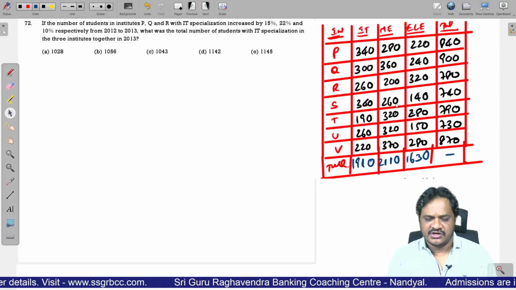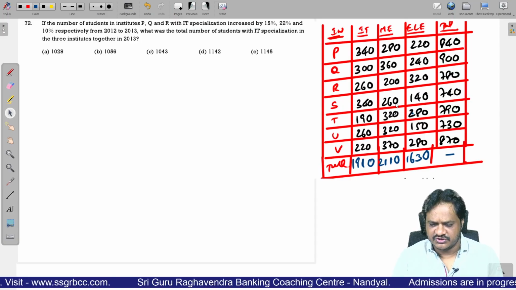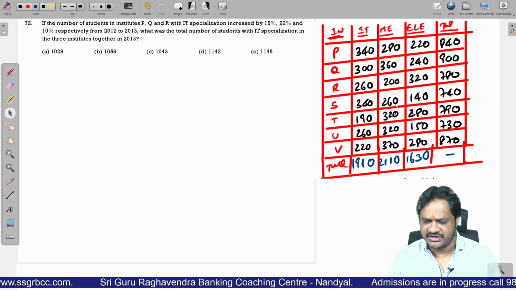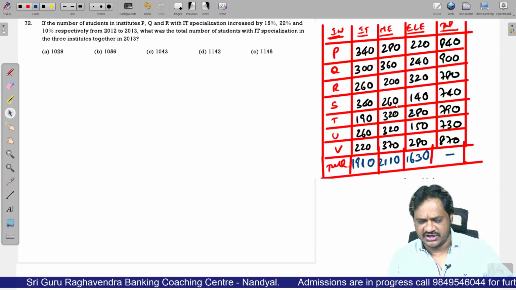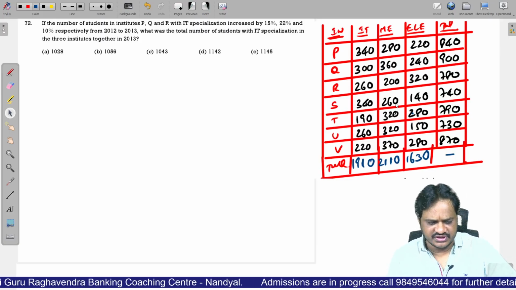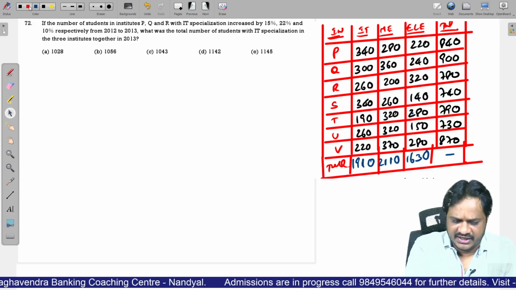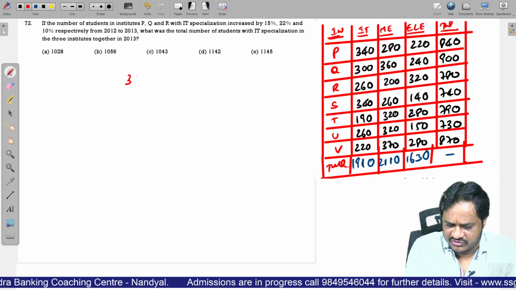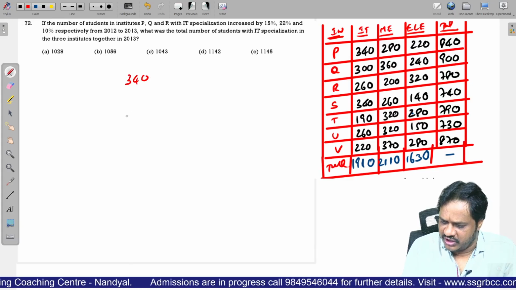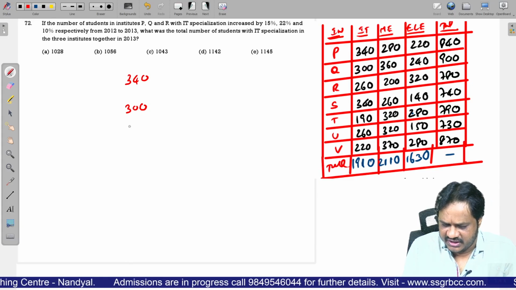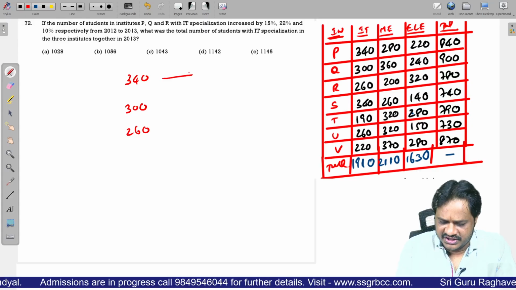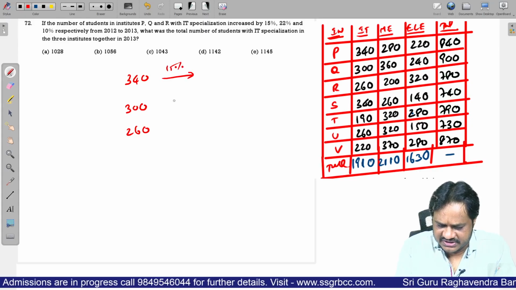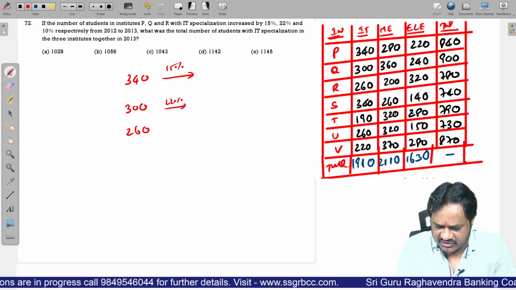Next one. If the number of the students in Institute PQR with IT is increased by 15, 22 and 10% from 2012 to 13, what is the number of students with IT? Now PIT value 340, QIT that is 300, RIT that is 260. Now it is increased by 15%. This is increased by 22%. This is increased by 10%.